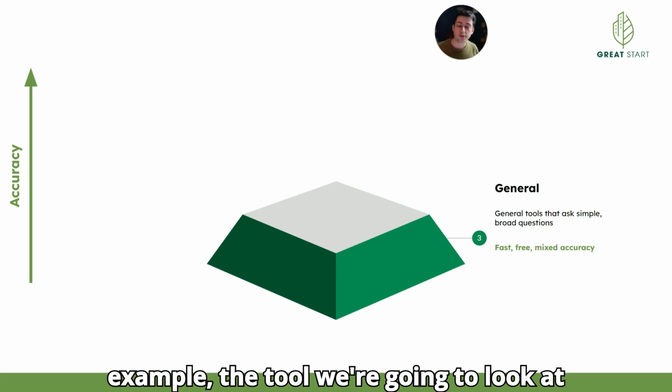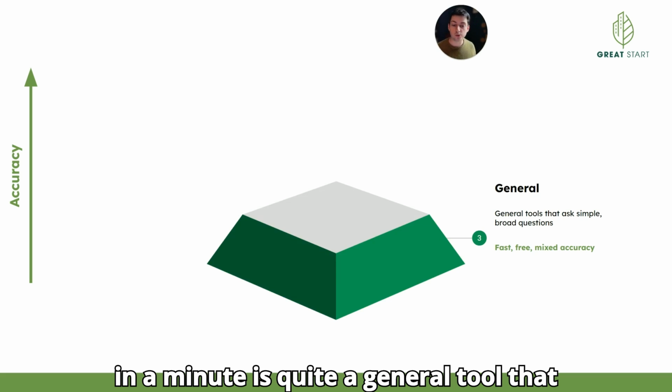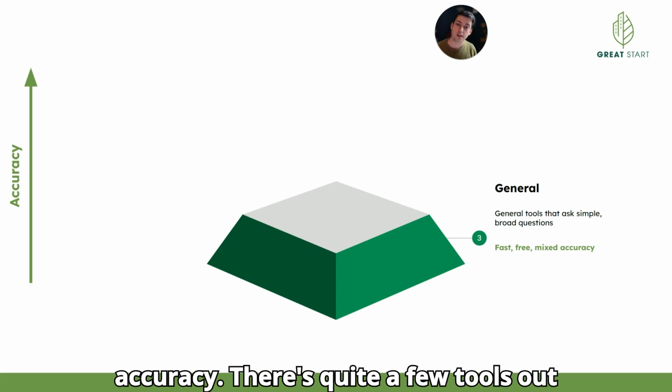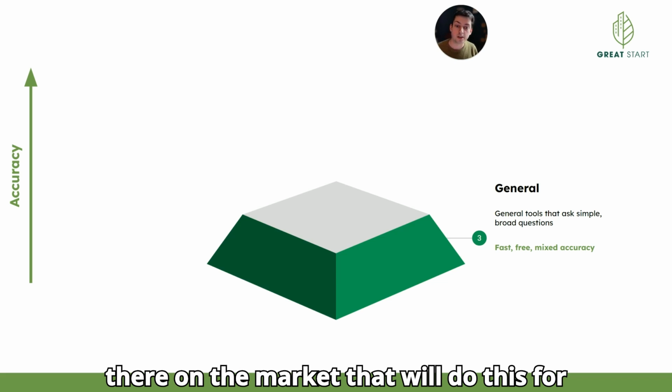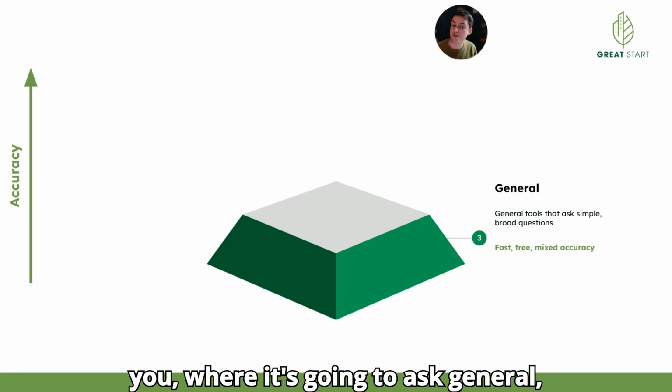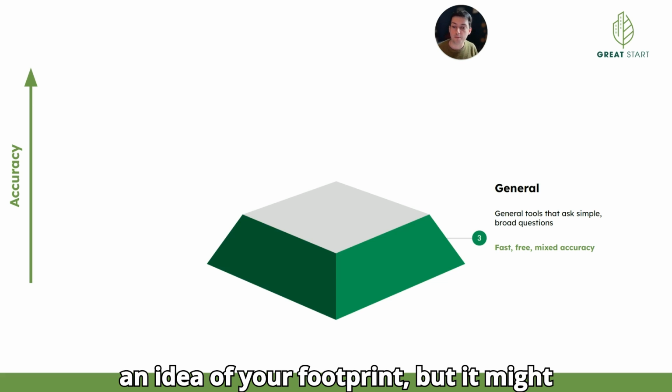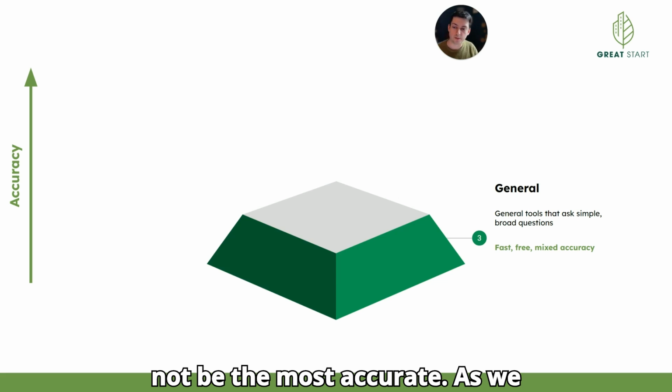For example, the tool we're going to look at in a minute is quite a general tool that we've built. It's going to be free and fast, but it's going to have limited accuracy. There are quite a few tools on the market that do this, asking fairly generic, simple questions to get an idea of your footprint, but it might not be the most accurate.